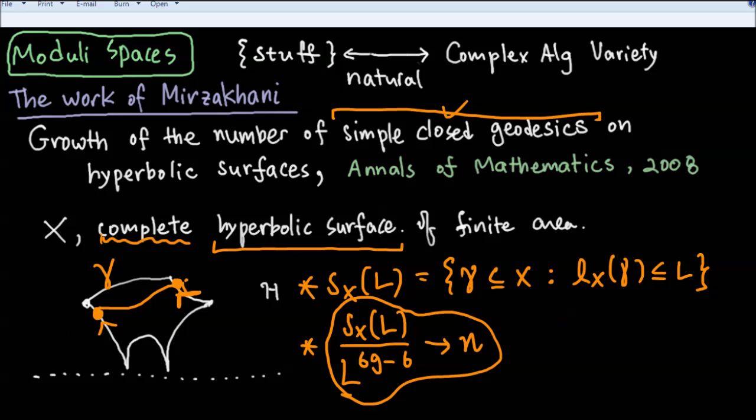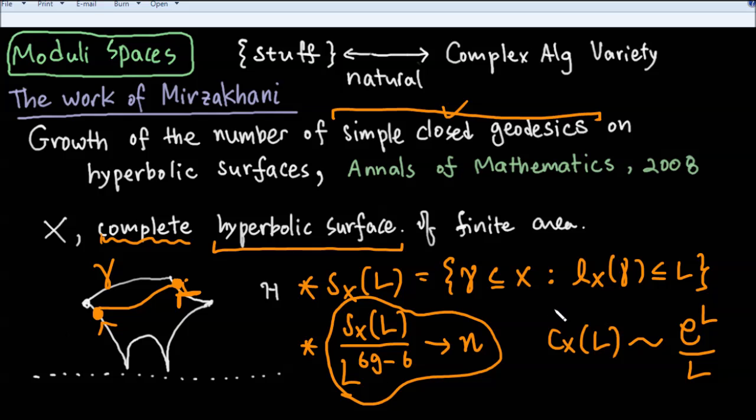And there was a result before that without the simple condition. It's just to close the curve like this. The same thing, close the geodesic and bounded by the length in here. And it was known that it is asymptotic to e to the L, the exponential, divided by L. So this grows a lot more than this polynomial growth.